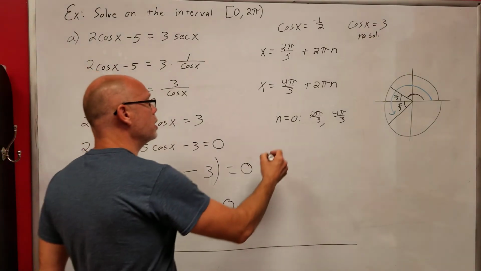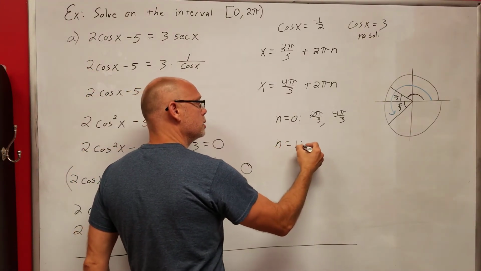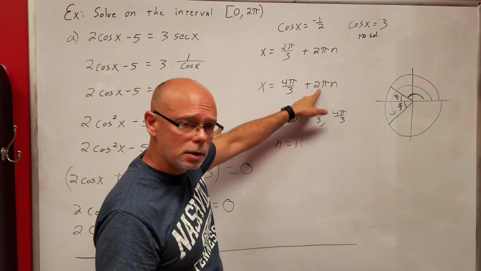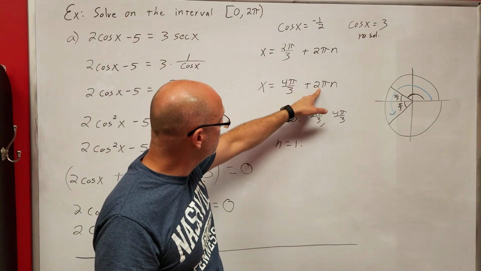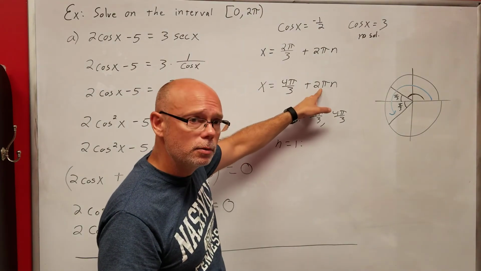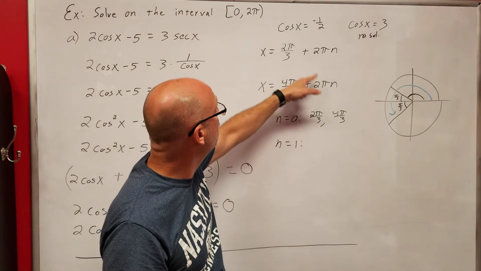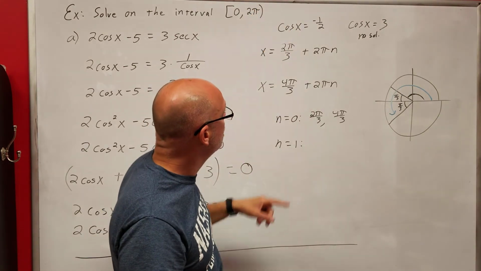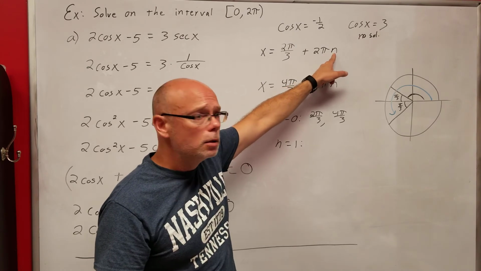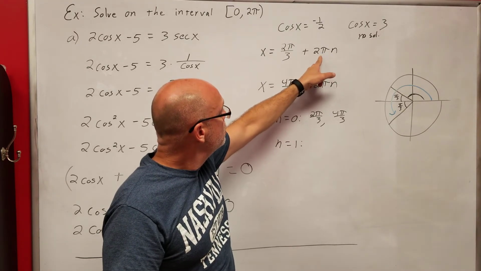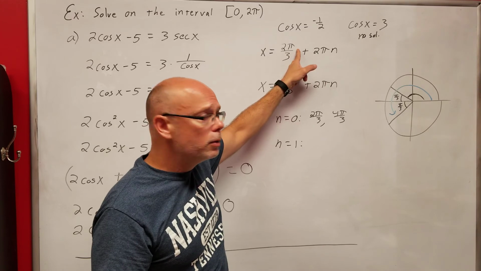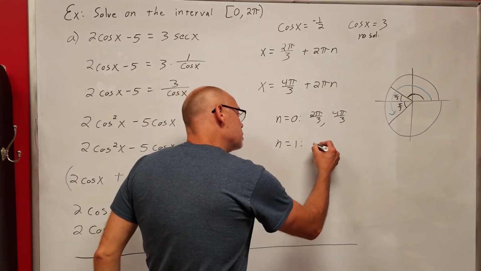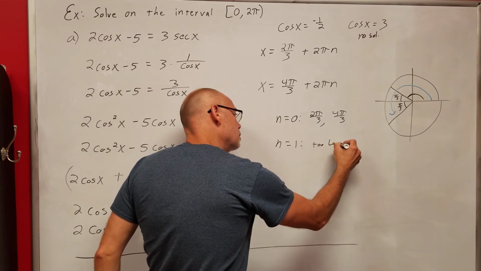How about when n is 1? If n is 1, this will be 2 pi, right? What's 4/3 of a pi plus 2 more pi? Bigger than 2 pi, right? So I'm outside of that interval. I'm over here on the interval, actually. How about this one? When n is 1, what do we have? 2 pi plus 2 pi over 3 gives me bigger than 2 pi, so I'm outside of that interval again, and I'm too large.